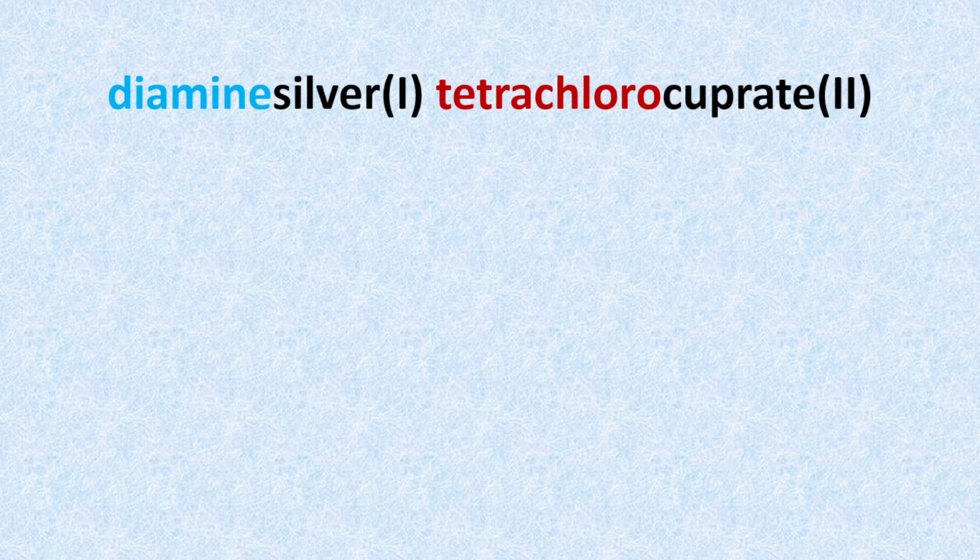As the name implies, there are two coordination spheres. First we will write the cationic coordination sphere, diamine silver. Since amine is a neutral ligand, the coordination sphere will carry the +1 charge of the silver. So diamine silver +1. Now come to the anionic coordination sphere, tetrachlorocuprate. Since chloride carries a -1 charge while the copper carries a +2 oxidation state, the anionic coordination sphere carries 2 negative charges.